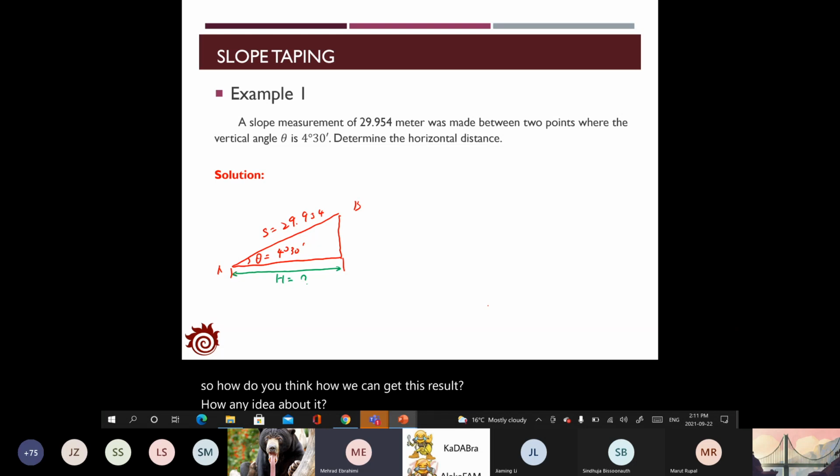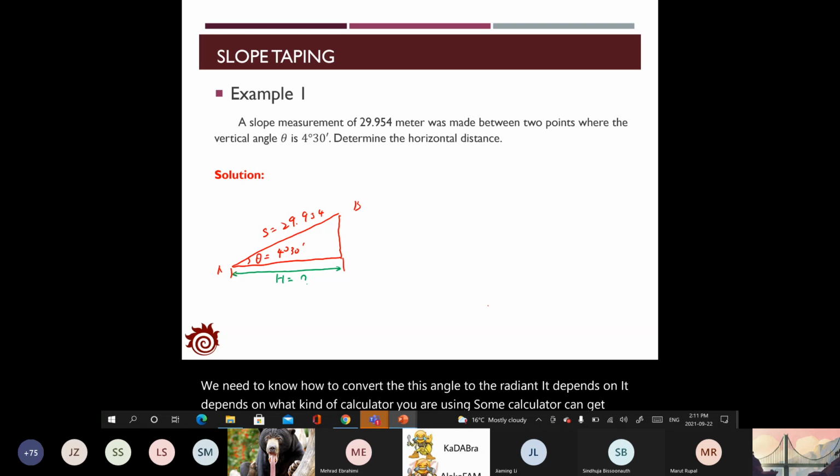Yes. So we need to know how to convert this angle to radians. It depends on what kind of calculator you are using. Some calculators can calculate the sine and cosine directly from the degrees and minutes. Some of them need the radian value of the angle in order for you to calculate the value of sine and cosine.